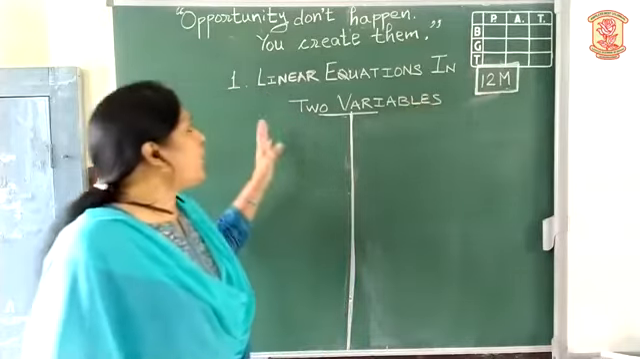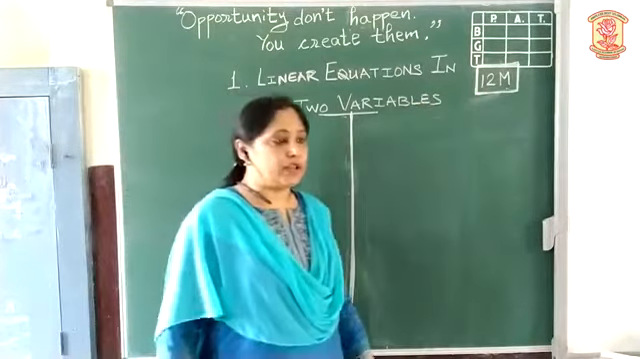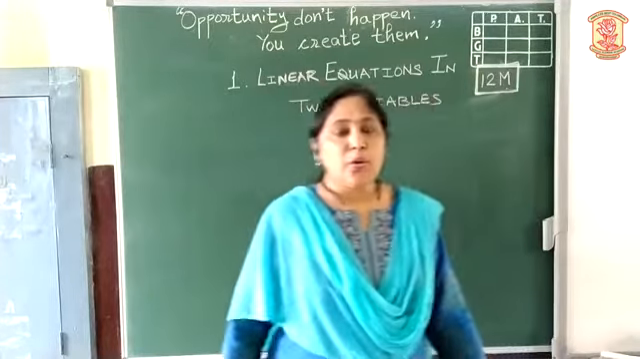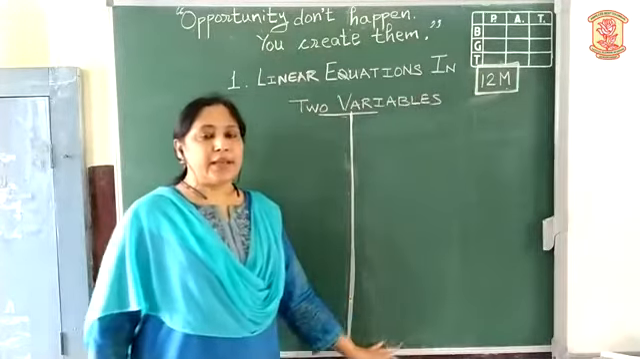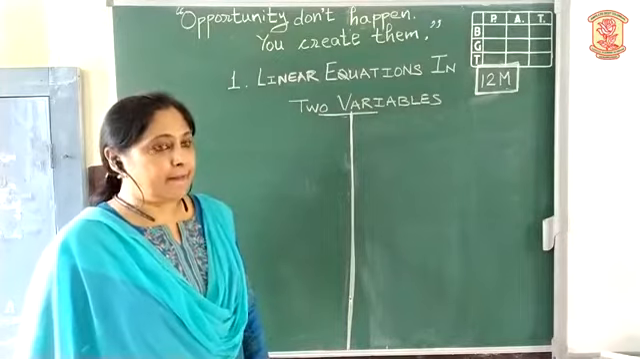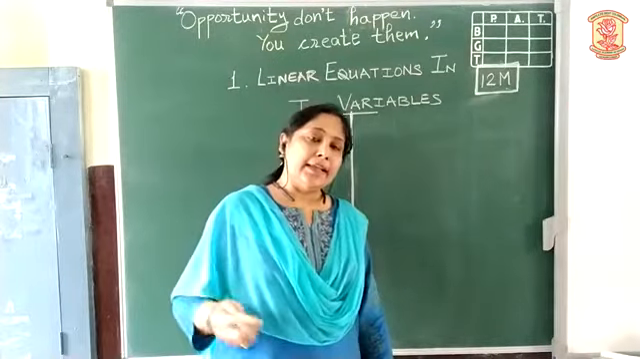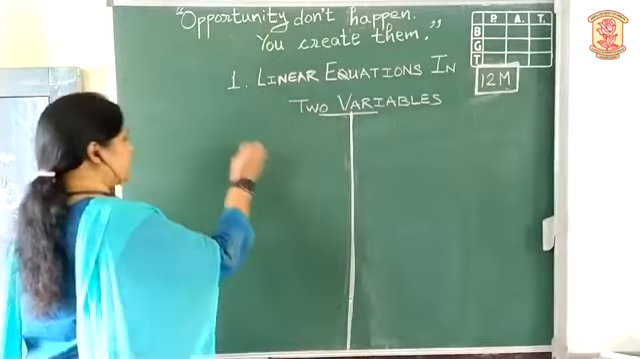Now we are going to see what a linear equation is. A linear equation is an equation whose highest degree of the variable is 1. We can have it with one variable. We can also have the linear equation in two variables.